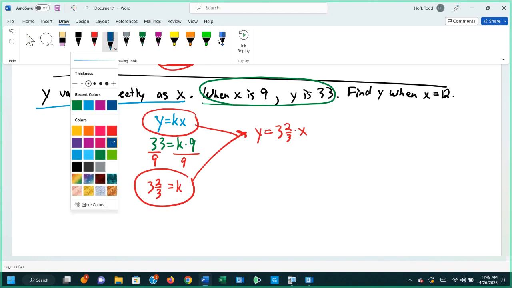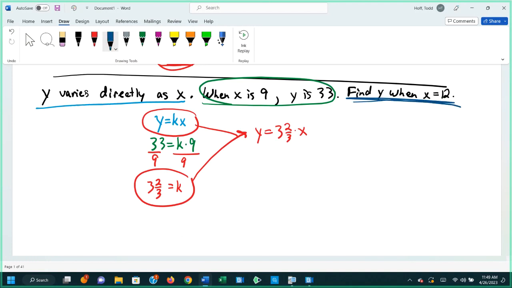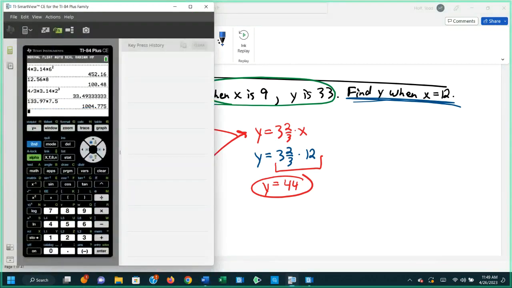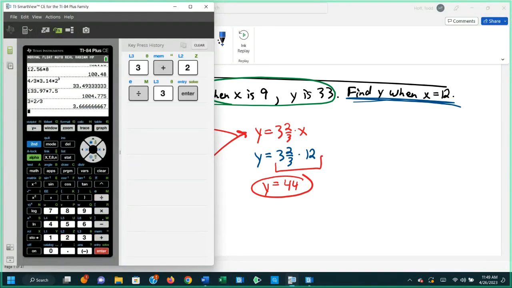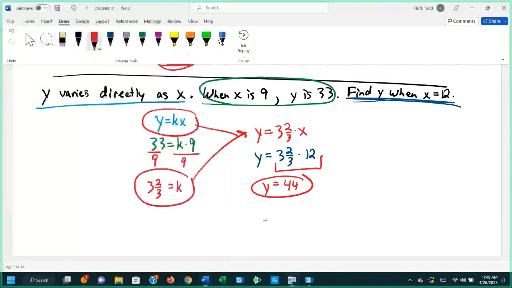And then we have that final question. Apply it to that new situation. Find y when x is 12. So y equals 3 2/3 times 12. Well, 3 2/3 times 12 is, I believe, 44. So y equals 44. I'm just going to double check that here. It is 44. Perfect.